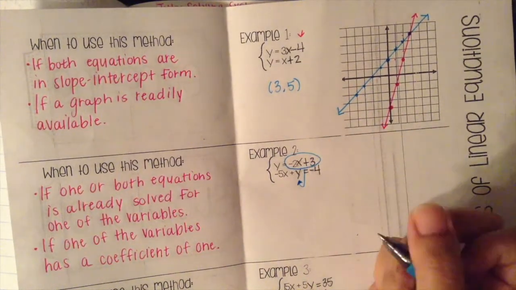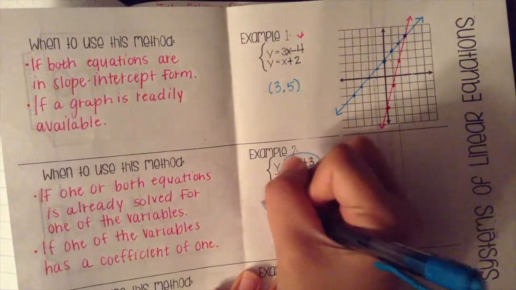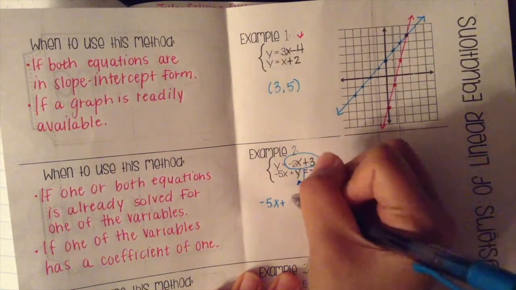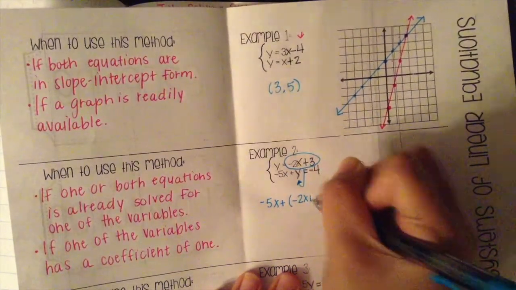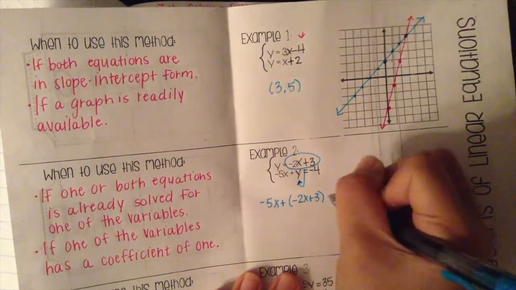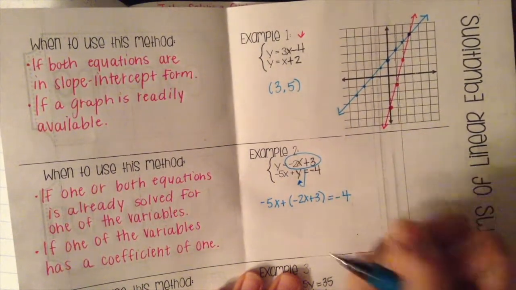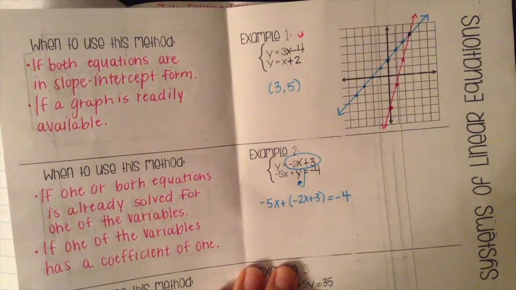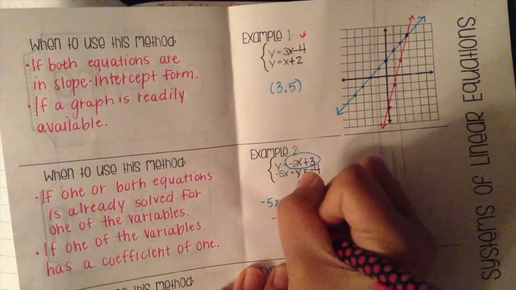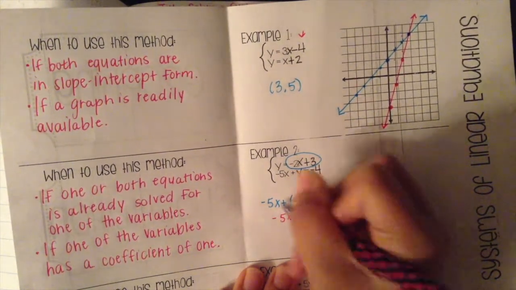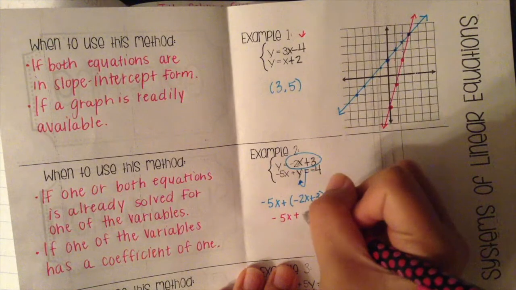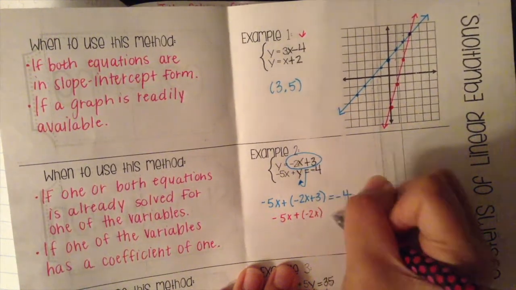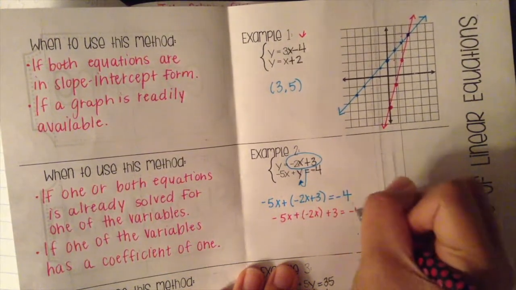So I'm literally substituting values in. So I'm going to have -5x plus, and then I'm going to have -2x plus 3, because that's what y equals, equals -4. So from here, all I do is solve for my missing variable, which is x. I'm going to drop my parentheses because that plus, whenever I distribute, it's just going to keep it the same. So I have -5x plus -2x plus 3 equals -4.